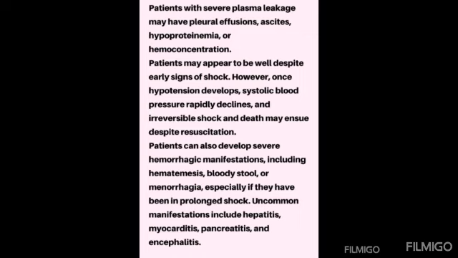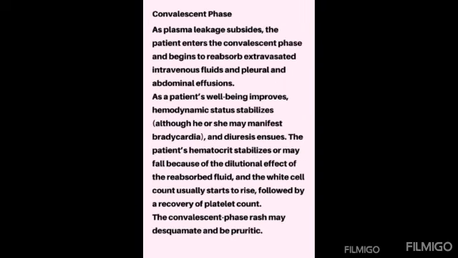Patients can also develop severe hemorrhagic manifestations including hematemesis, bloody stool, or menorrhagia, especially if they bleed in prolonged shock. Uncommon manifestations include hepatitis, myocarditis, pancreatitis, and encephalitis. This is the second phase. If patients have severe plasma leakage, they develop pleural effusions, ascites, hyperproteinemia or hemoconcentration, and signs of shock. Irreversible shock is produced, and death may follow.